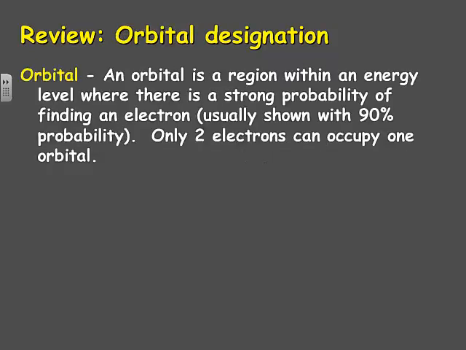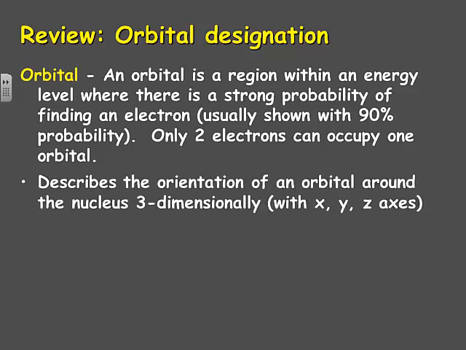First of all, to discuss the orbital designation, we need to first understand what an orbital is. An orbital is a region within an energy level where there is a strong probability of finding an electron, usually shown with 90% probability. Remember, only 2 electrons can occupy one orbital. Orbital designation describes the orientation of an orbital around the nucleus, three-dimensionally speaking. In other words, in terms of x, y, and z axes.